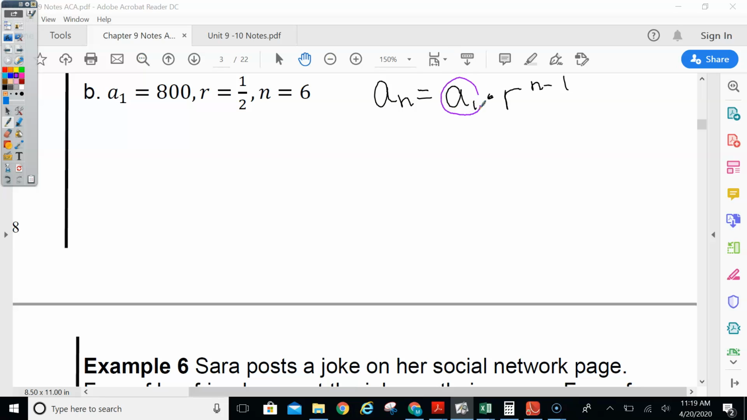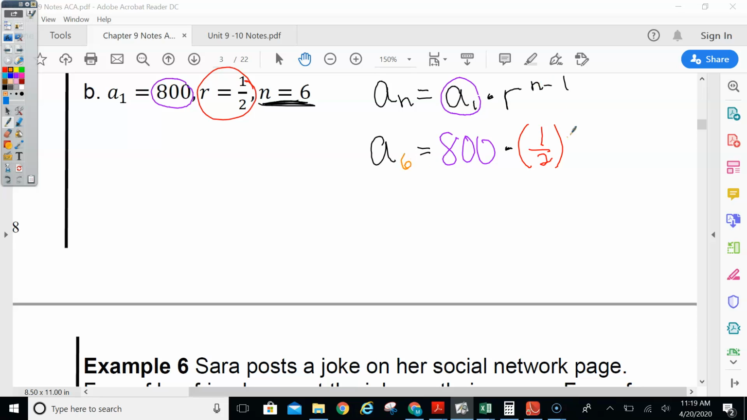A1, the first term, is 800. So the 800 is going to go here. Times r, which is 1/2. So we're going to need parentheses around the r. Anytime r is a fraction or a negative, you need parentheses there. To be safe, I would always put parentheses around that number. Okay, and it wants us to find the nth term where n is 6. So it wants us to find the sixth term in the sequence, which means we do 6 minus 1 up here.